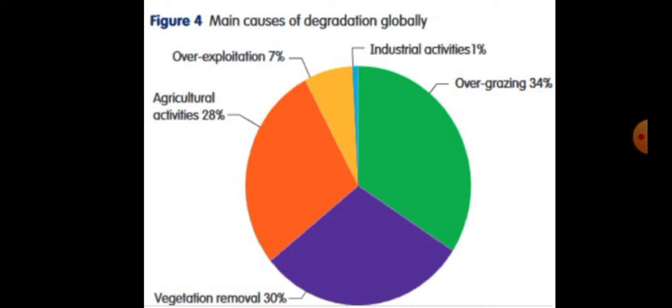Here we can see the main causes of degradation of land throughout the world. Agricultural activities 28% are responsible. Over exploitation of land 7%. Industrial activities 1%. Overgrazing 34%. Vegetation removal, that is equal to deforestation.